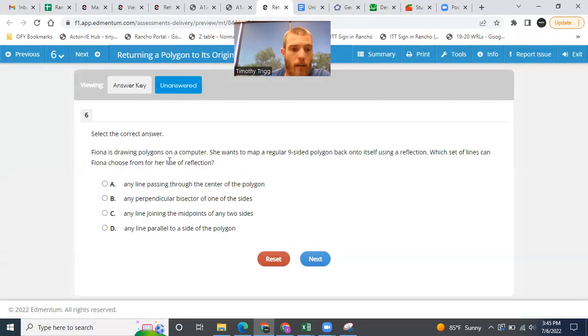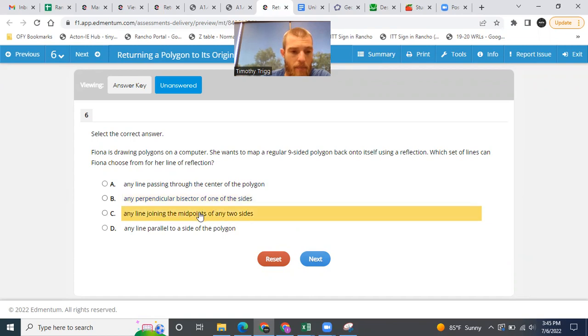Fiona is drawing polygons on a computer. She wants to map a regular 9-sided polygon back onto itself using a reflection. Which set of lines can Fiona choose from her line of reflection? Any line passing through the center of the polygon? No. Any perpendicular bisector of one of the sides?